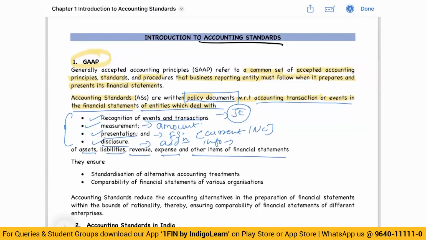Accounting standards help to standardize alternative accounting treatments and improve comparability of financial statements. See, if there are no standards given, each entity would do accounting as per their own wish. Each entity would have its own accounting treatment. Let's say, for example, leases. Somebody may use some other kind of rate, depreciation may not be consistent. All of those problems could be there. So for that, we have accounting standards that help to standardize the treatment and ensure comparability of the financial statements.